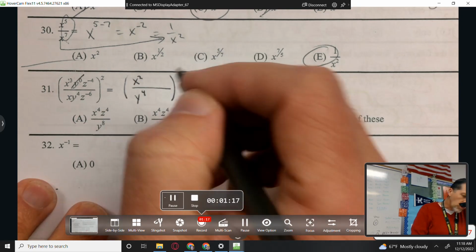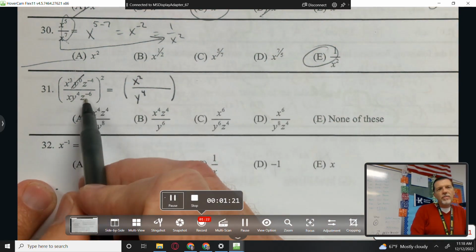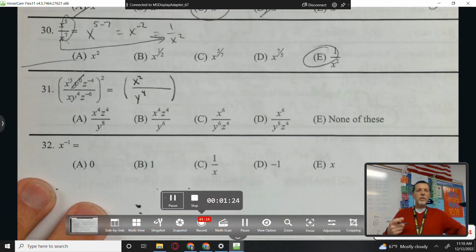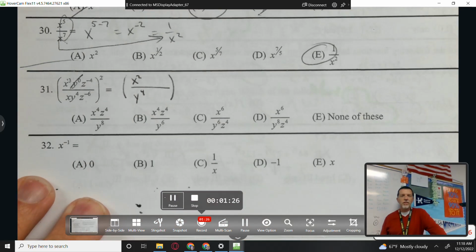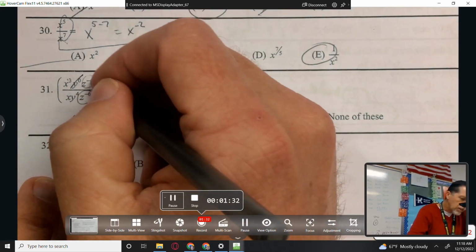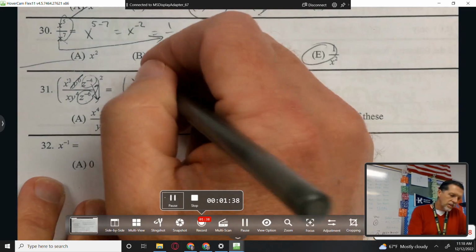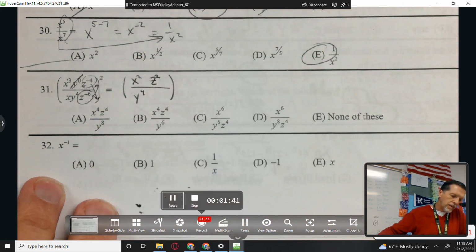So y to the 4th in the bottom. And then z to the 4th, z to the 6th, but they're both negative. So let's see if we can do this all at once here. They both change sides. Z to the 6th goes to the top, z to the 4th goes to the bottom. And so how many z's are left over, and where are they? Yeah, there's 2 in the top.